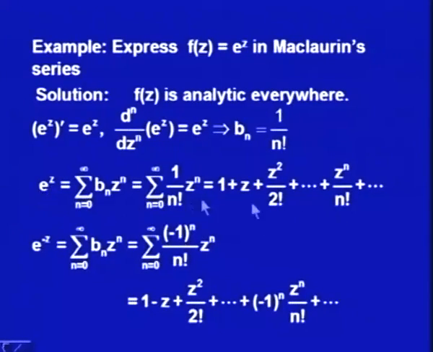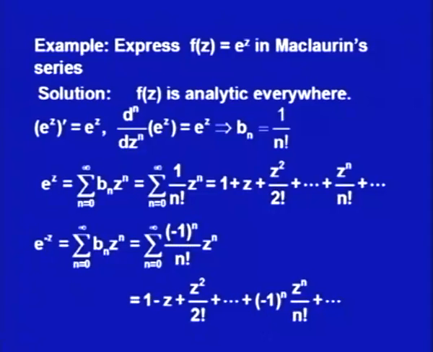Further, if this is the Maclaurin series for the function e raised to power z, then what will be the Maclaurin series for the function e raised to power minus z? If we replace z by minus z here, then we will get the Maclaurin series for e raised to power minus z. Proceeding this way, e^(-z) is equal to summation of (-1)^n over factorial n into z raised to power n, and that gives me 1 minus z plus z squared by factorial 2, and so on, plus (-1)^n z^n over factorial n and so on. So, we have alternating positive and negative terms in this series.